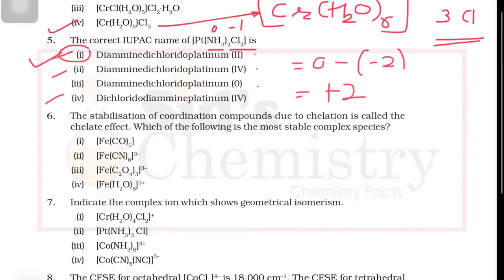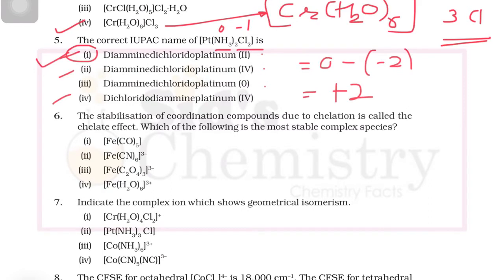Now coming to question number 6. The stabilization of coordination compounds due to chelation is called the chelate effect. Which of the following is the most stable complex species?